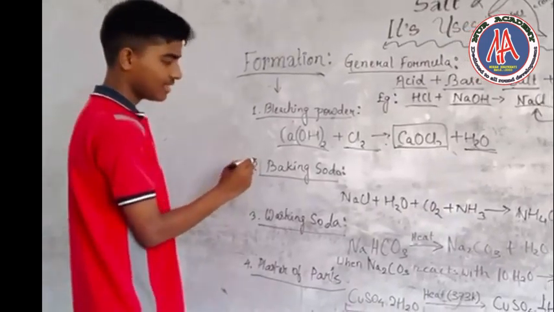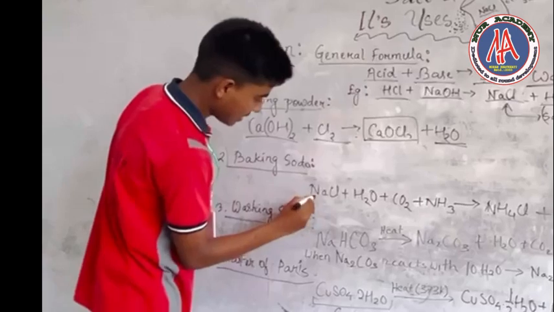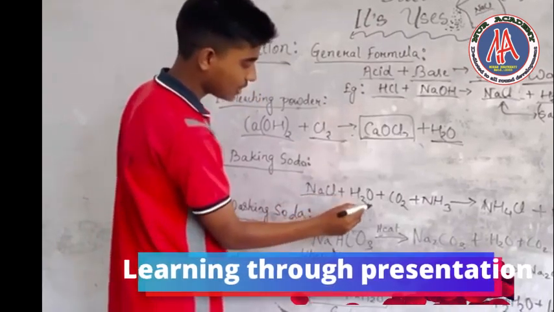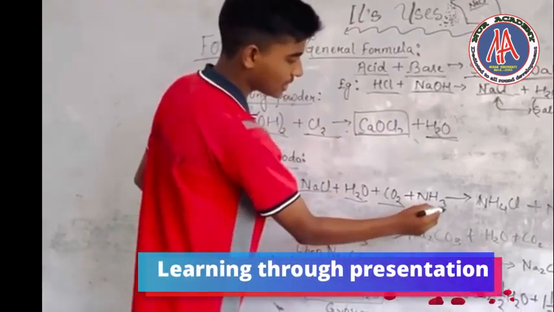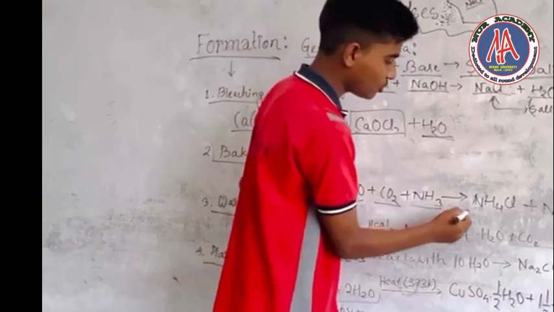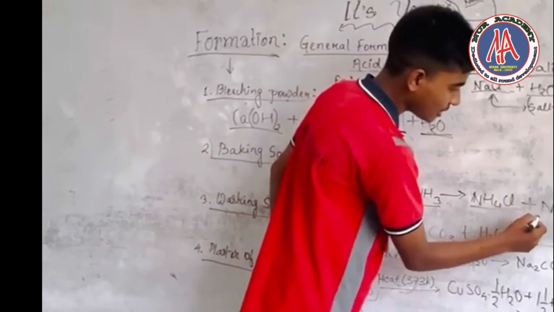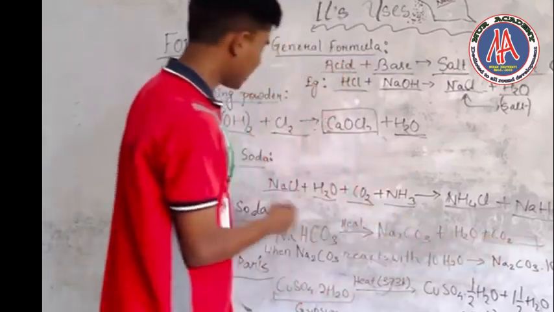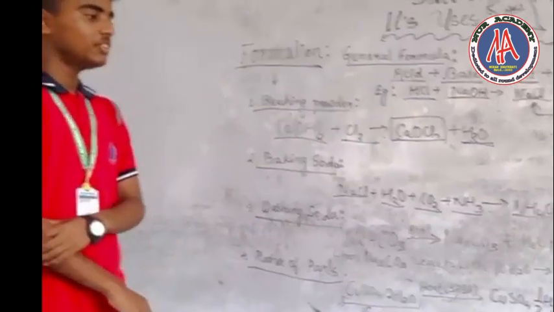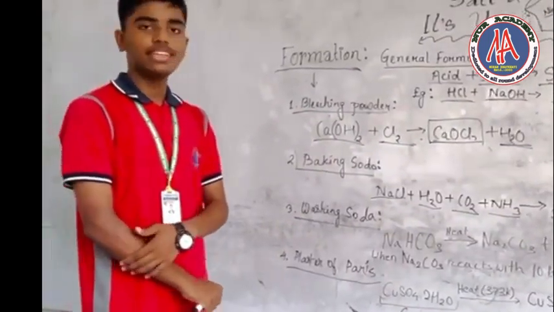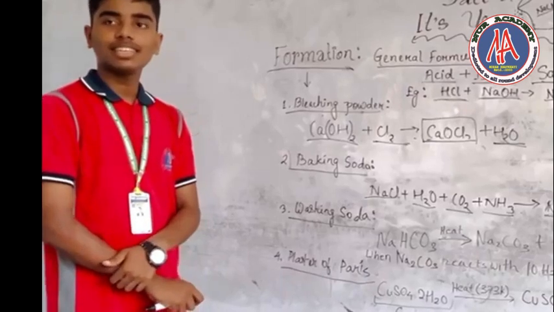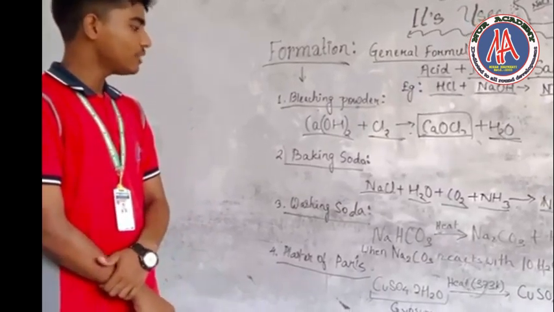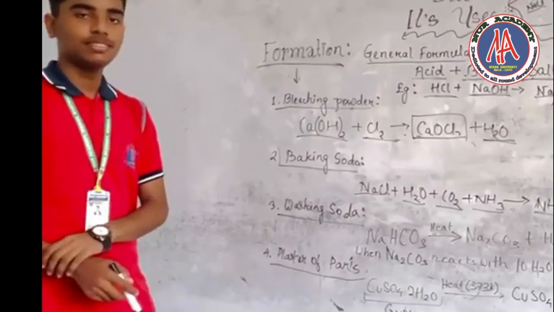Baking soda. NaCl plus H2O plus carbon dioxide plus ammonia gives rise to ammonium chloride plus sodium hydrogen carbonate. Here sodium hydrogen carbonate is baking soda. Baking soda is used in preparation of bakery items such as cakes. It is also used to make baking powder.